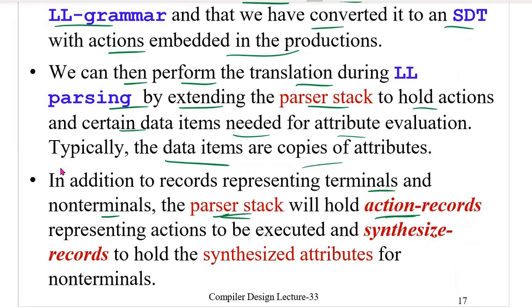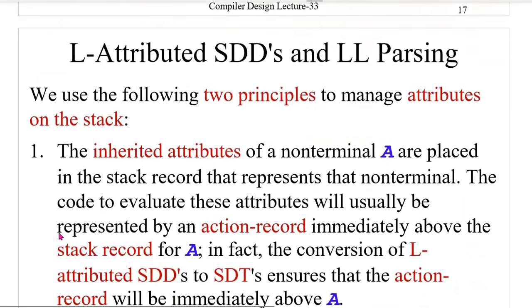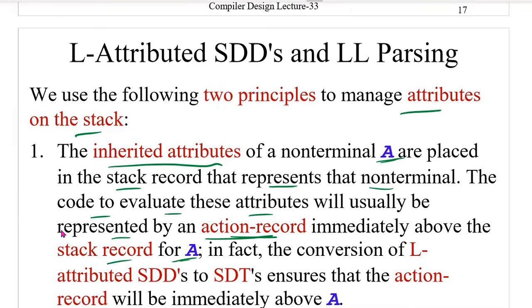Now we will use the concept of the parser stack that we discussed earlier, which represents actions to be executed, and the synthesized records which hold synthesized attributes for non-terminals. Okay, now we use the following two principles to manage attributes on the stack. First, the inherited attributes for non-terminal A can be placed in the stack record that represents that non-terminal. The code to evaluate these attributes will usually be represented by an action record immediately above the stack record for the non-terminal A. In fact, the conversion of L-attributed SDDs to SDT ensures that the action record will be immediately above the non-terminal A.